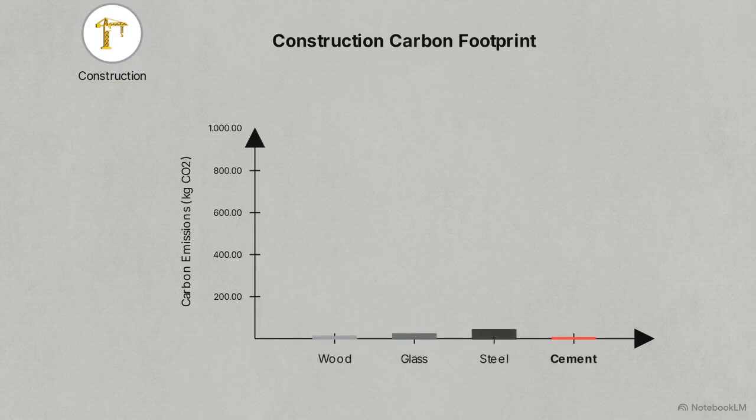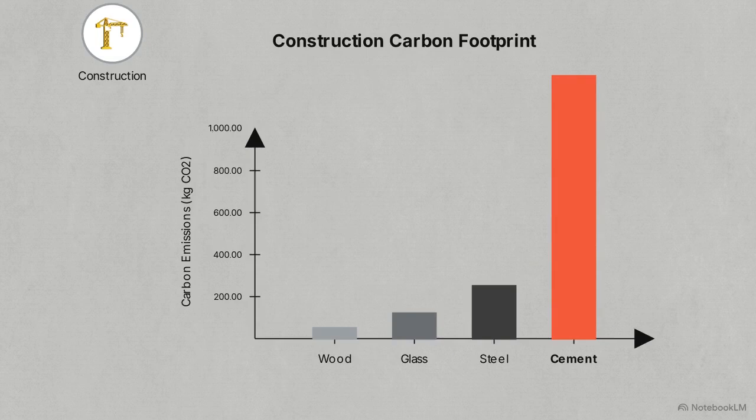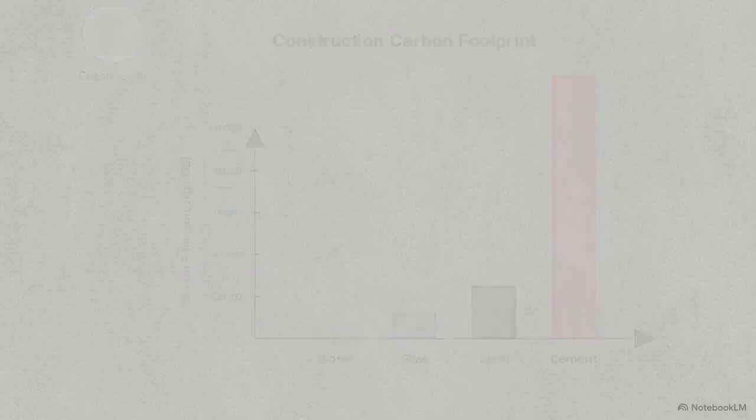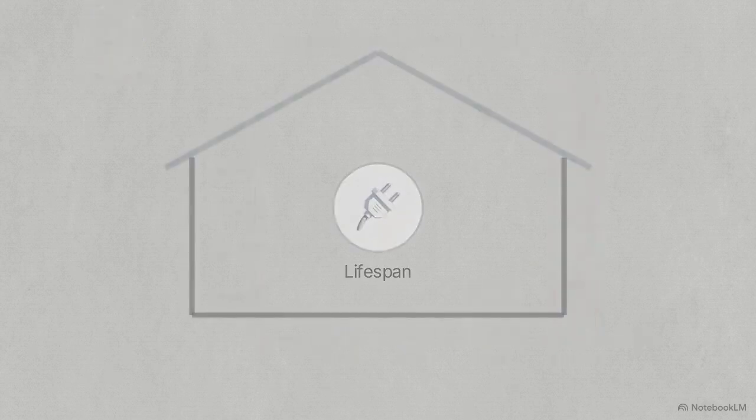Zooming in on the construction phase, this comparative bar graph reveals the carbon footprint of standard materials. Cement production alone produces a volume of emissions that dwarfs renewable alternatives. Daily operations are equally inefficient.